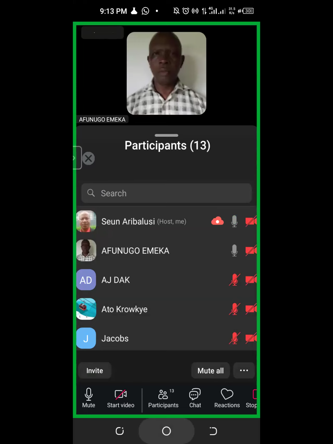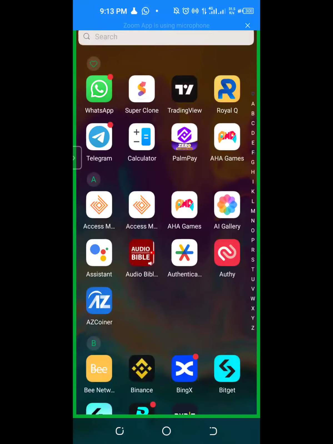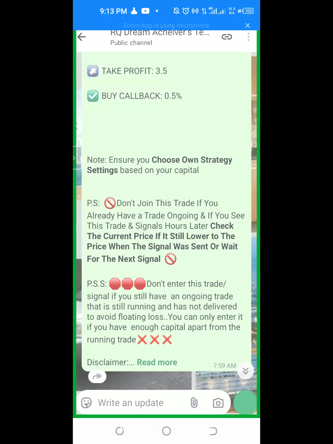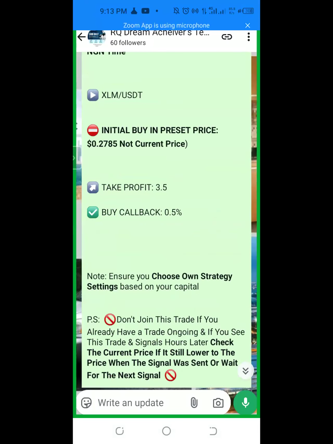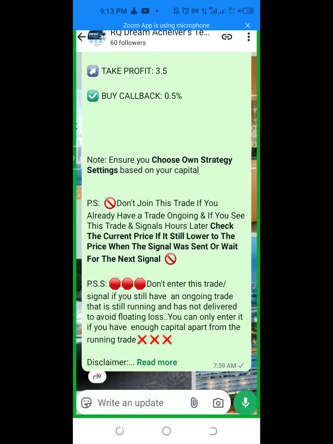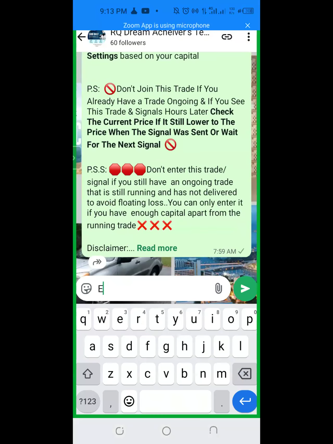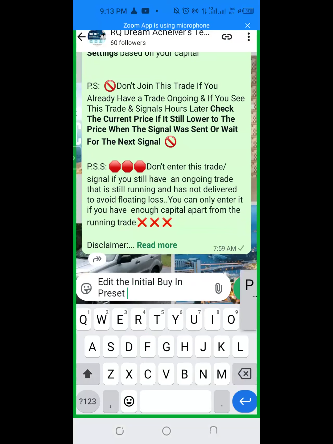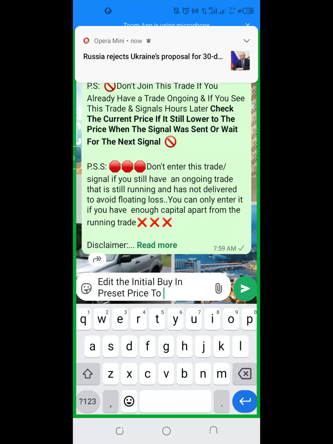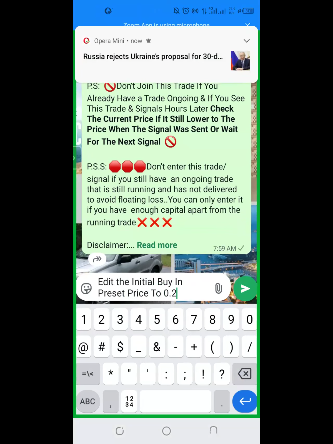So let me go to the edit. Let me type edit, the initial buy-in resale price to 0.2706.